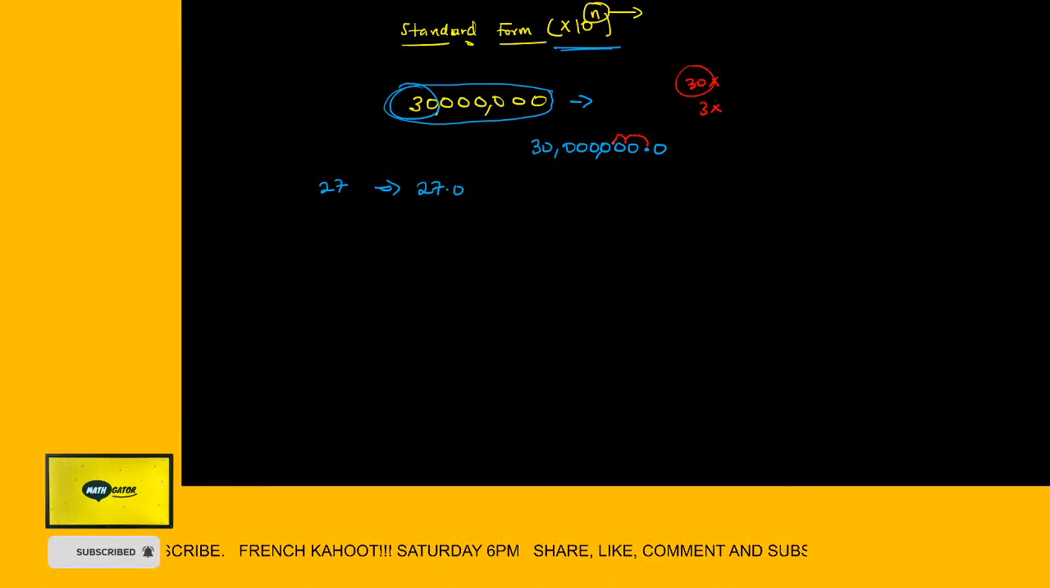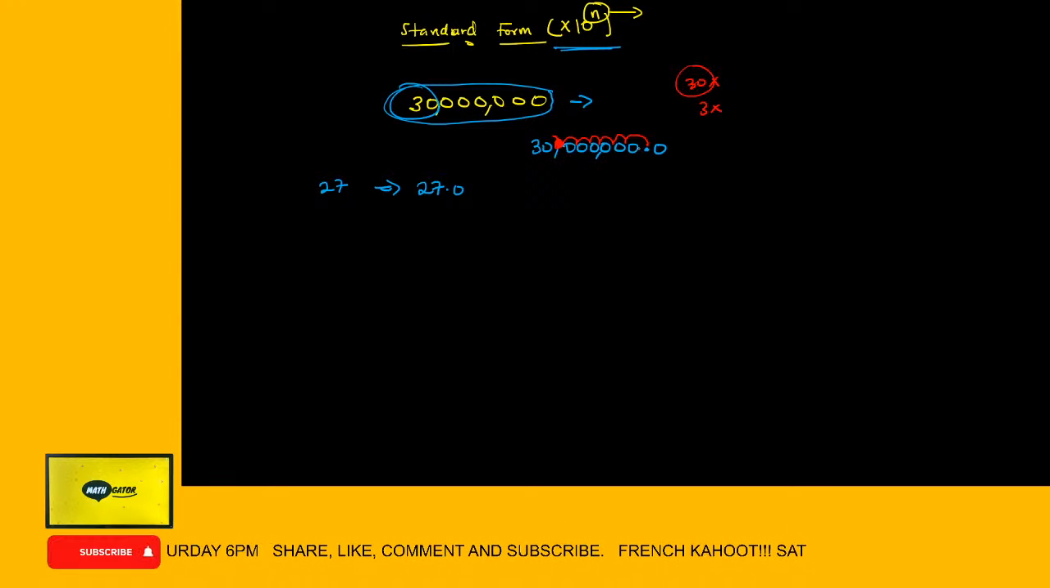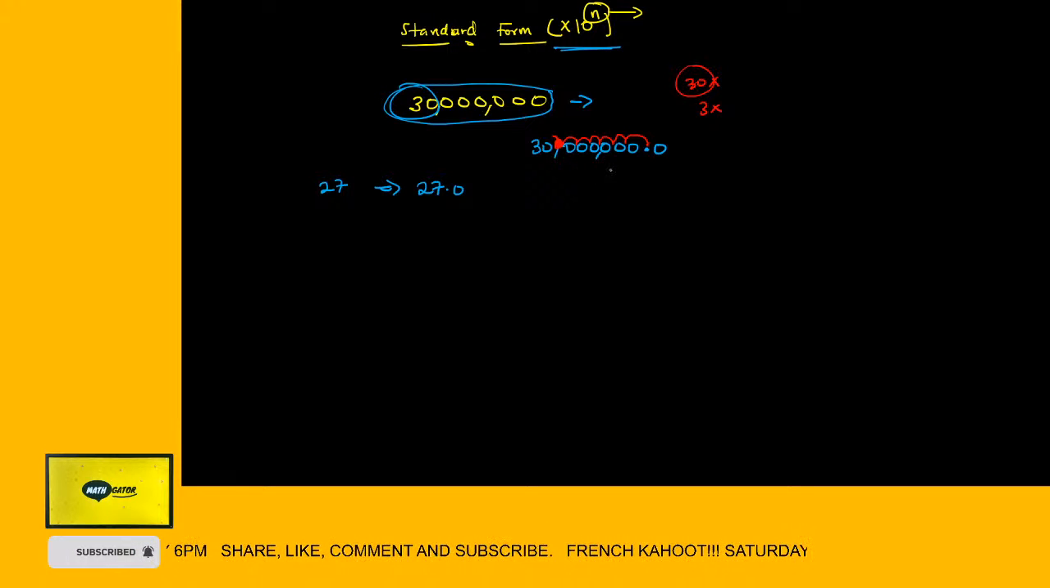We have 1, 2, 3, 4, 5, 6. Okay, 6 because I said 30, so 6. So we'll end here. Now, ending here, how many times did we flip? We flipped 6 times. Good. Now, how do we determine the power that we are supposed to do? So this one becomes 30 times 10 raised to the power 6.